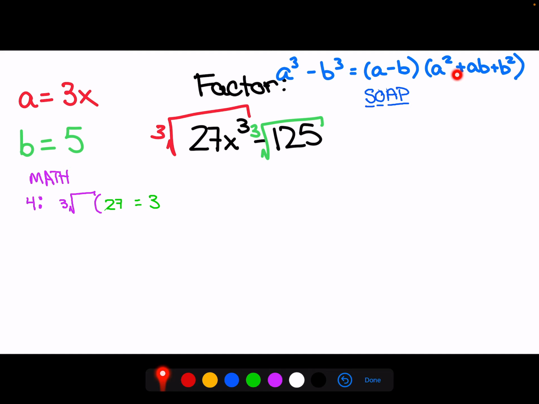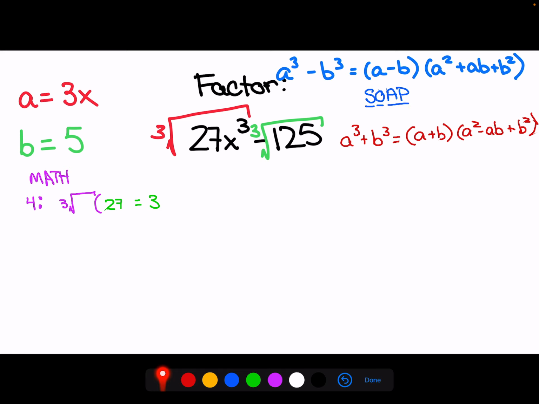Same, opposite, always positive. Now again, the a squared, ab, and b squared will all remain the same. Those aren't changing. The only thing that changes is the signs. So if I had a sum of cubes, a cubed plus b cubed, that will equal same, opposite, always positive. So again, it's all based upon what we're given, and then we just follow SOAP.